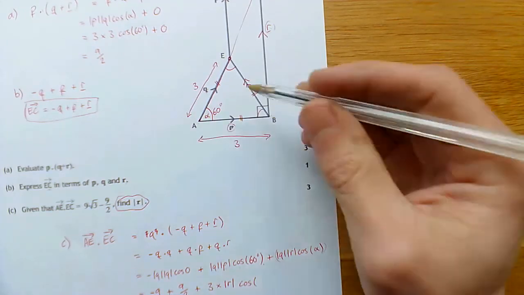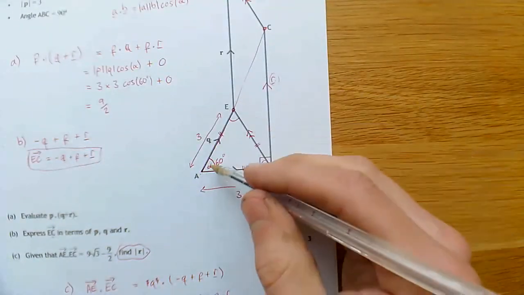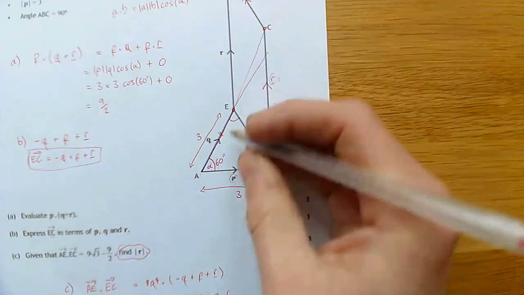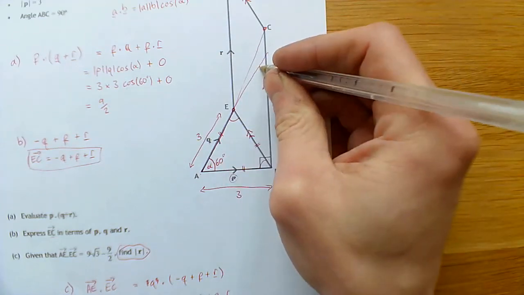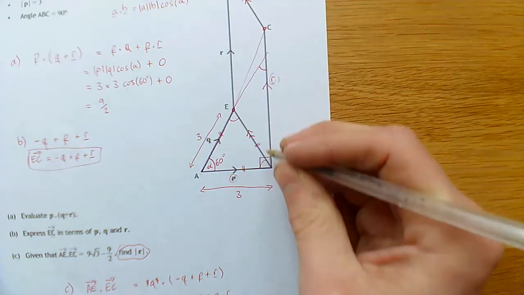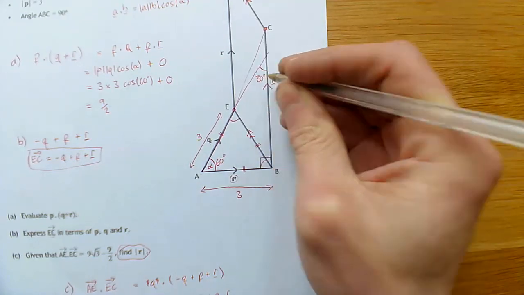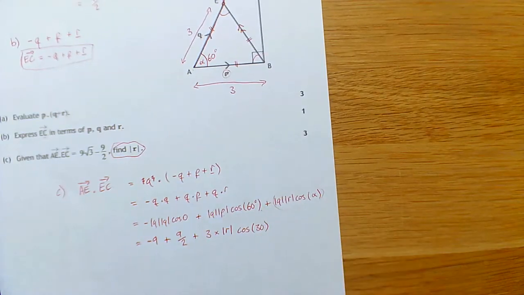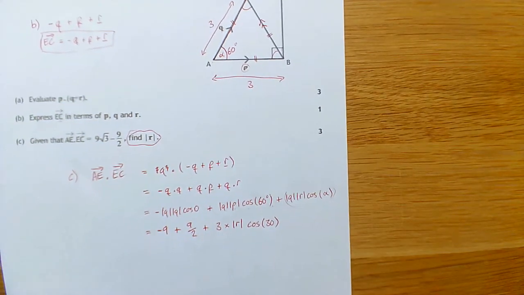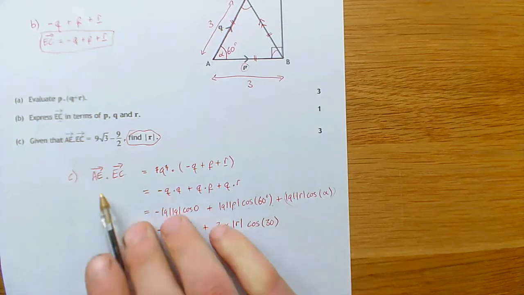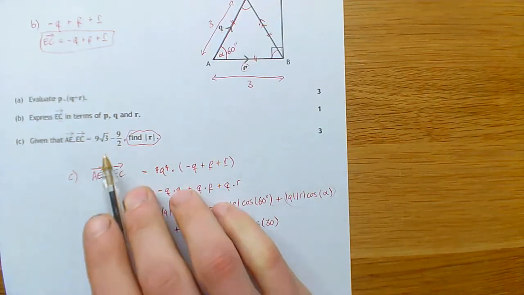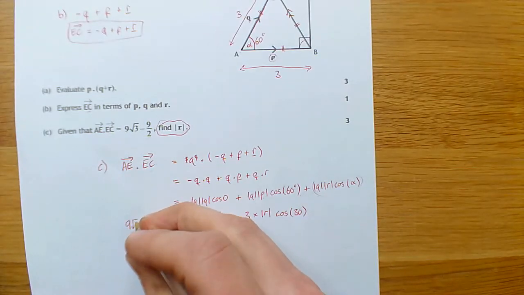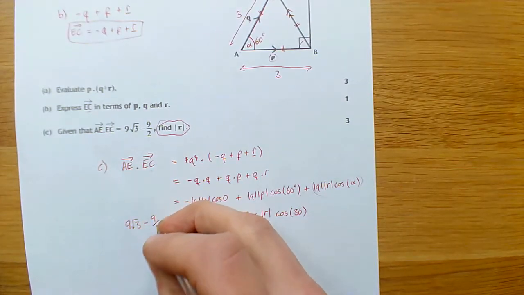Now, what is the angle between this line and R? Well, if I extend it out, if this is 60, and this is a right angle triangle, then this angle up here must be 30 degrees. So I get 30 in there. Now, we are told that all of this, AE dot EC, is equal to that. So I can replace this with 9 root 3, take away 9 over 2.